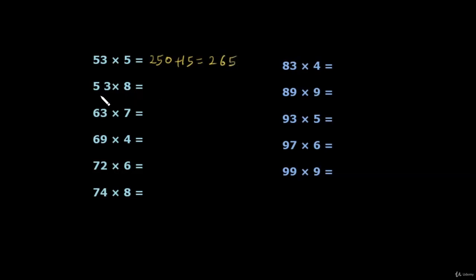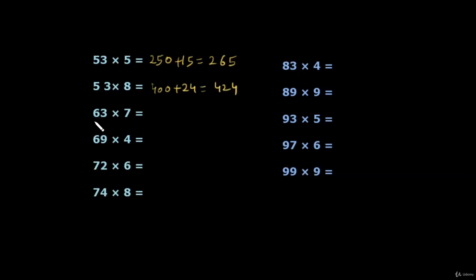8 times 5 is 40. But the place value of this 5 is 50. So 8 times 50 is 400. Plus 8 times 3, that is 24. So 424.